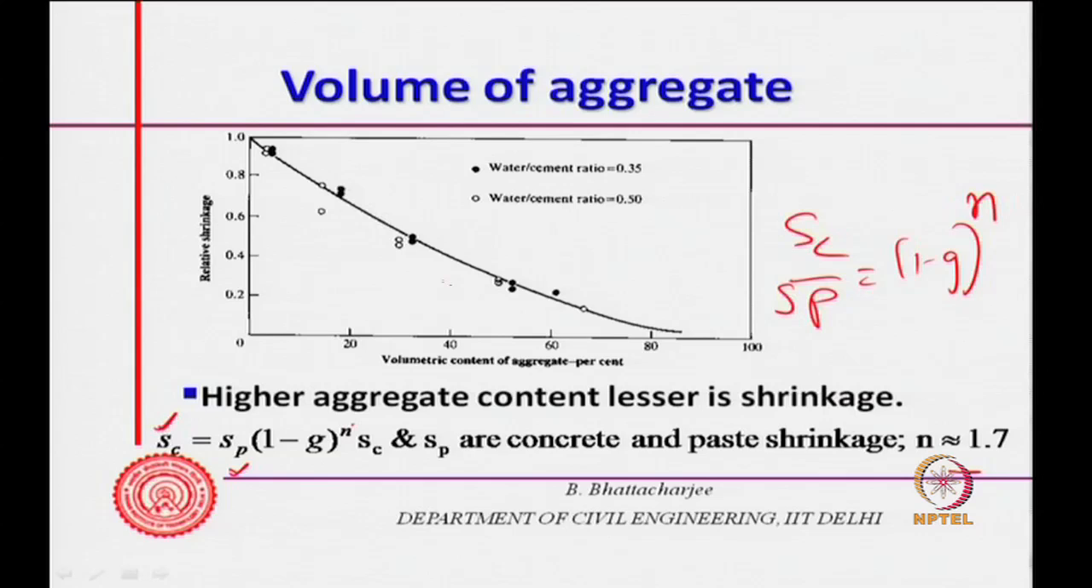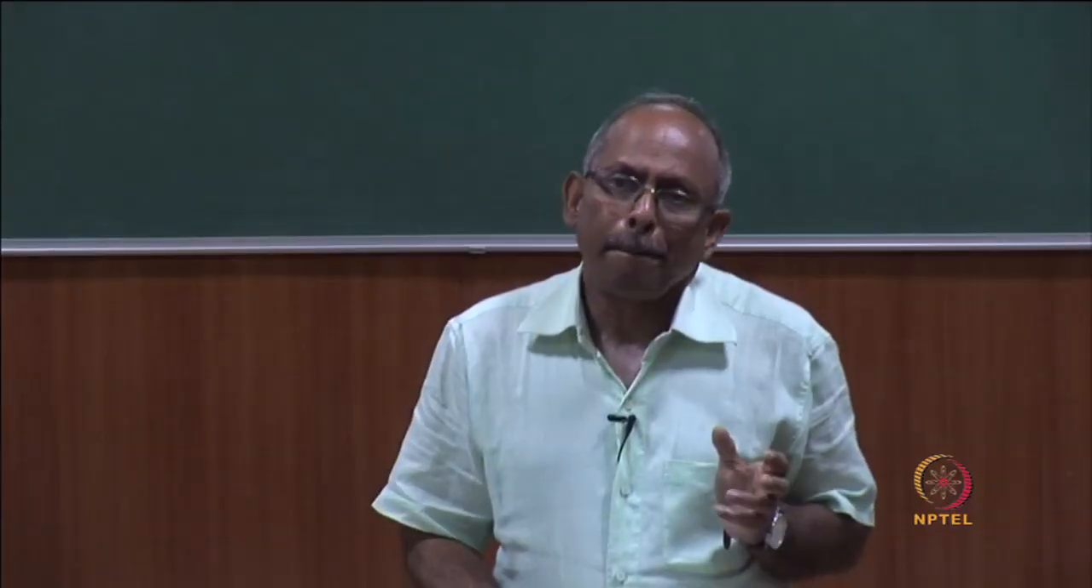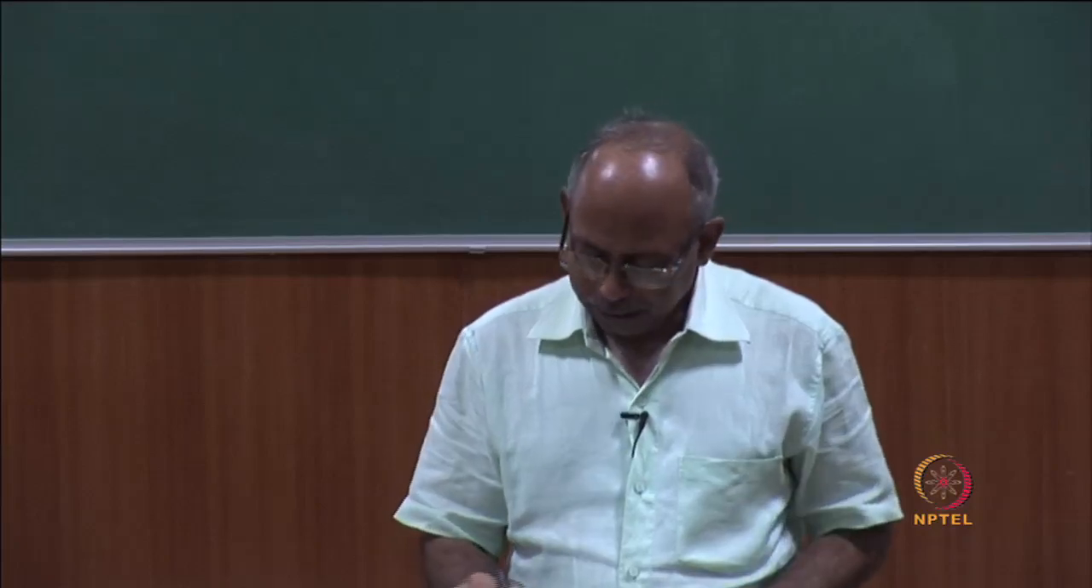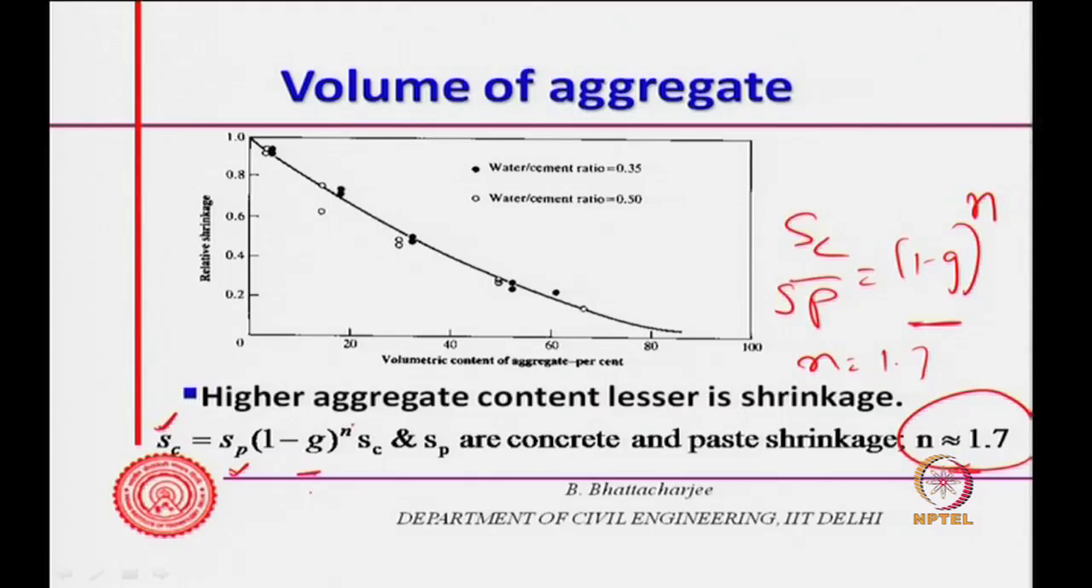It is a nonlinear curve. So, one can actually relate to this one. n is roughly equal to 1.7. This is an empirical equation. So, we can understand that the more the aggregate content, the lesser is the shrinkage.